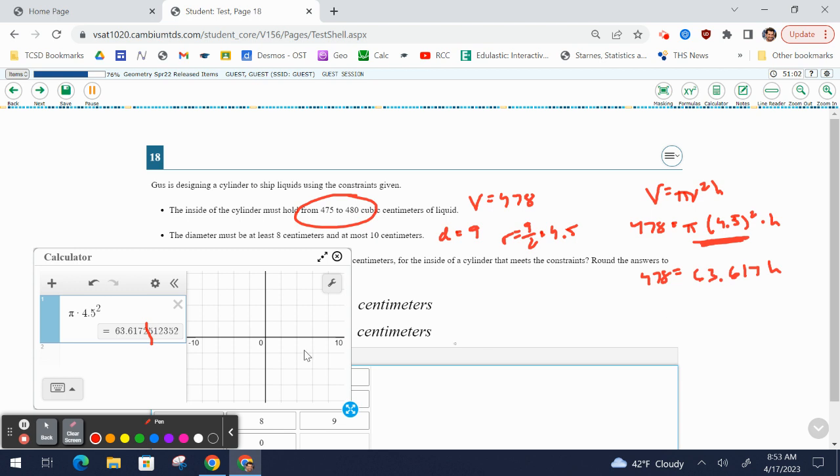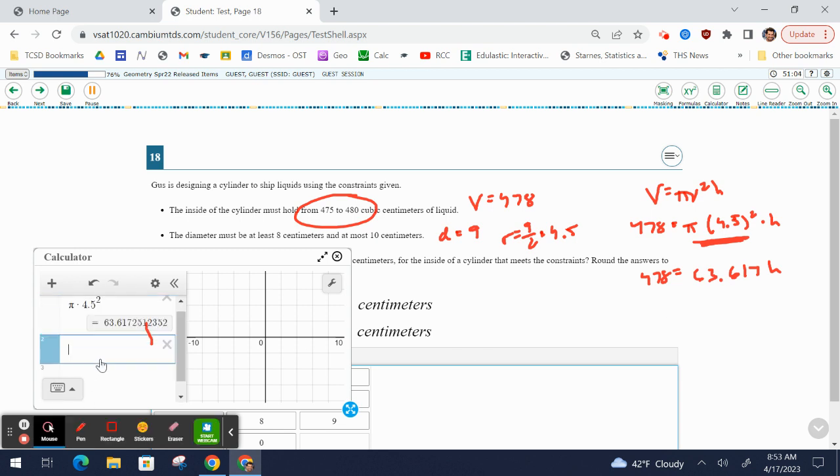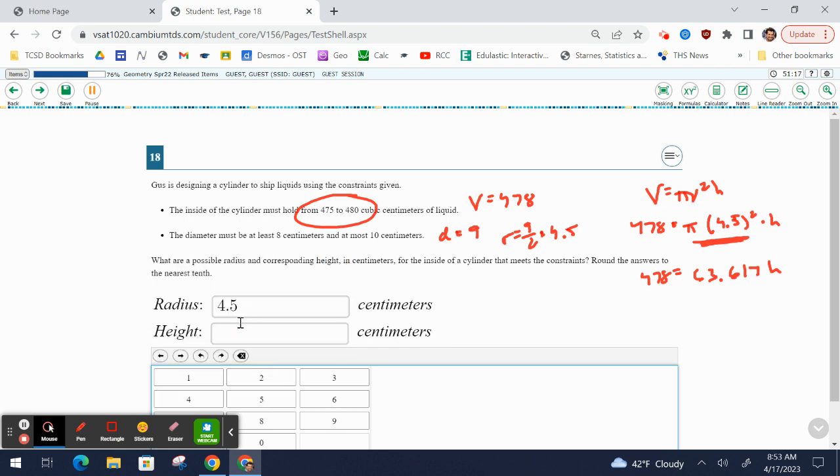So then we just divide both sides by that. So then we're going to take 478 and divide by 63.617. And there's the height I get, which is 7.51. Round to the nearest tenth is 7.5. And there's my height, 7.5.